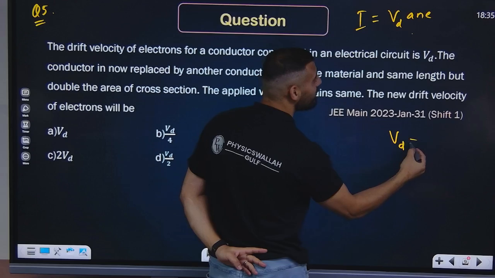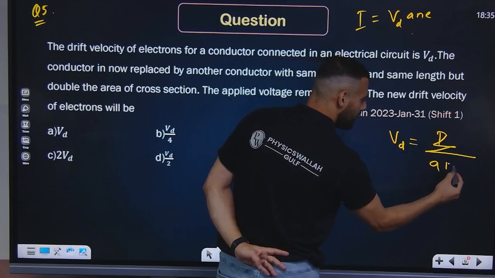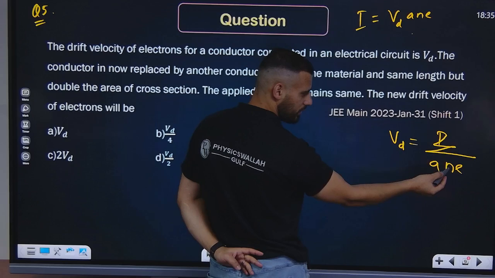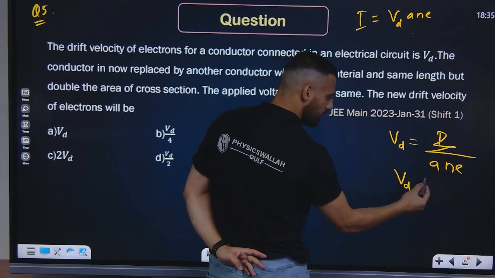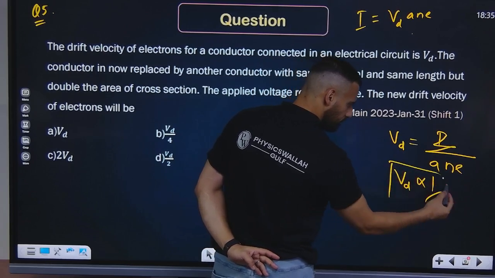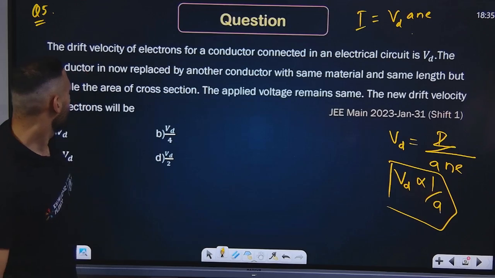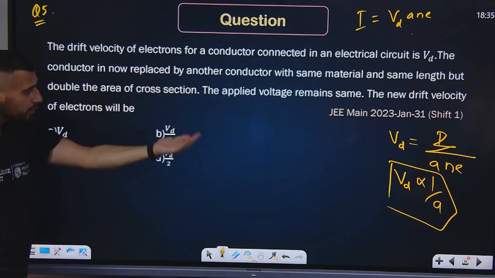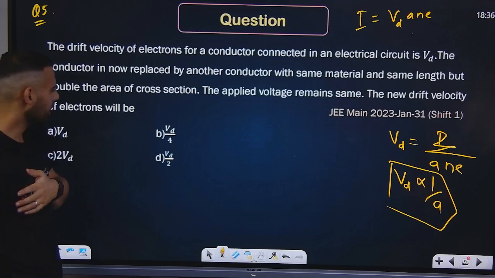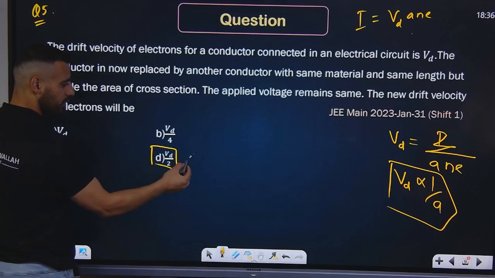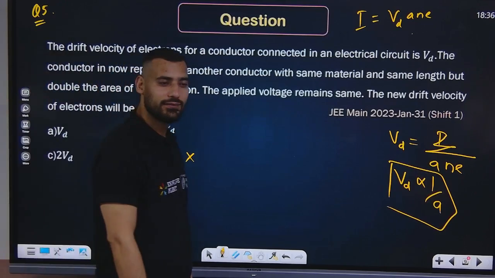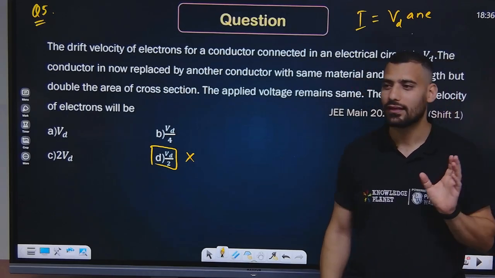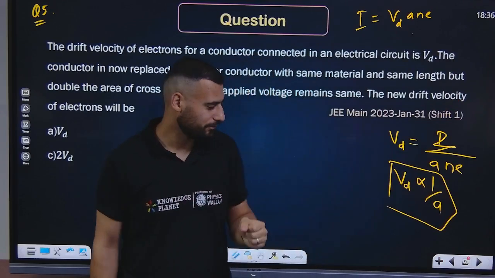Drift velocity is equal to current divided by n e A, isn't it? So from this equation, if the current is constant, n is constant, e is constant, drift velocity is inversely proportional to area. So by this concept, if the length, material, everything is the same, and the area is doubled, that means drift velocity will be halved, right? So yes, V_D by 2 is the wrong answer. Okay. Told you. C. This is meant to throw you off. I feel so bad.